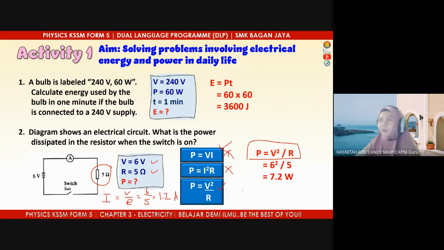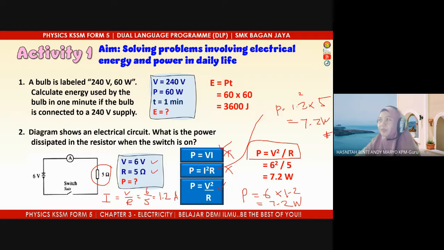Now you can use equation 1. P equal VI. V is 6, current 1.2. So you end up with the same answer, 7.2 watt. Or now if you want to use the second one, you can, because you have found the current. P equal 1.2 squared multiply resistance 5. So you will also get the same, 7.2 watt.